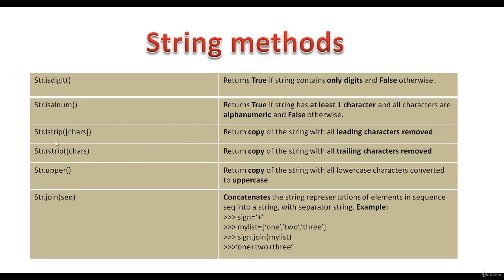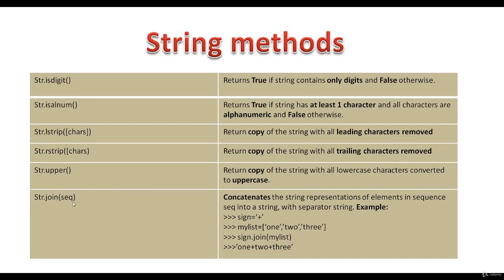String object lstrip returns a copy of the string with all leading characters removed. rstrip returns a copy of the string with all trailing characters removed. String object dot upper returns a copy of the string with all lowercase characters converted to upper.